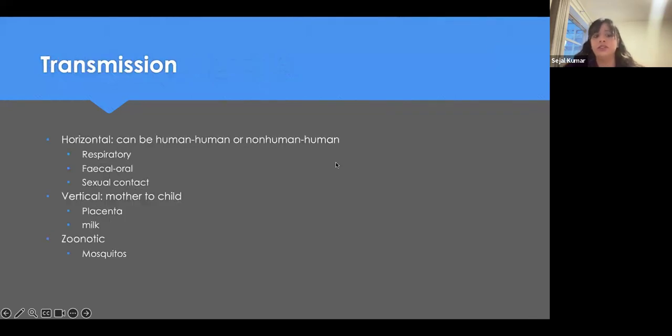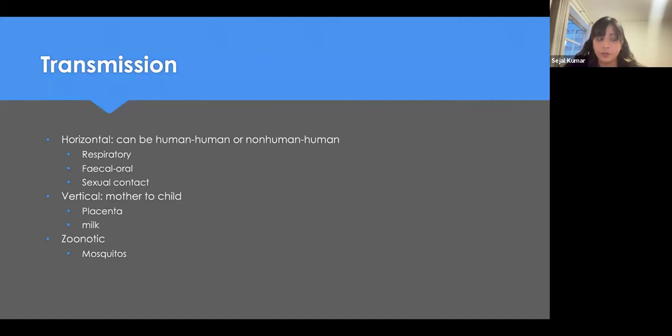So now just a really quick thing about transmission. There are three main types of transmission: horizontal, vertical, and zoonotic. The last one is about things like mosquitoes and vectors. Horizontal transmission can be human to human or non-human to human. So like respiratory, for example, if you're infected by something and you cough and it's an airborne infection, that's an example. Fecal-oral or sexual contact. Non-human to human, as in animals to human.